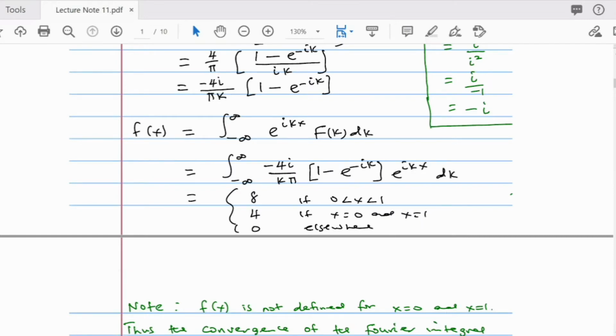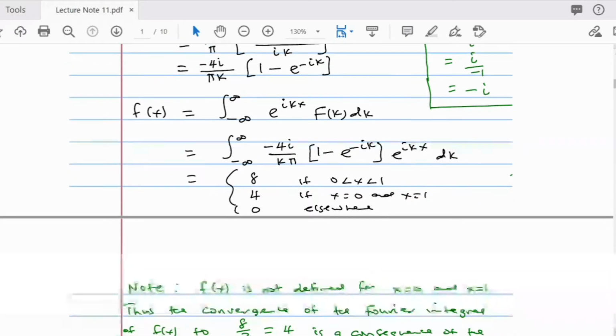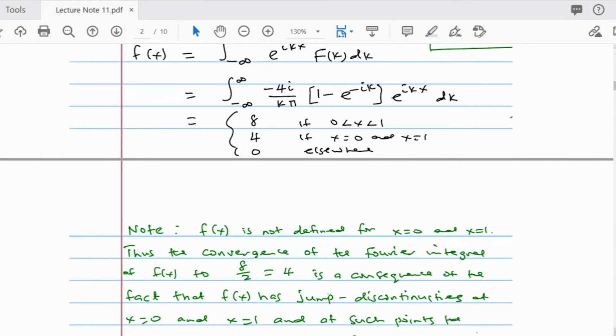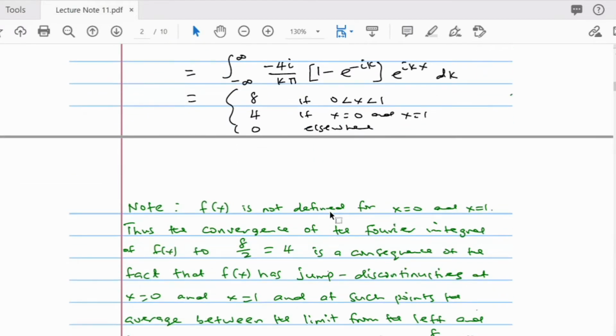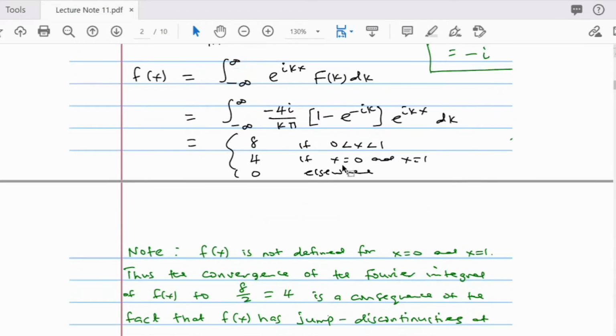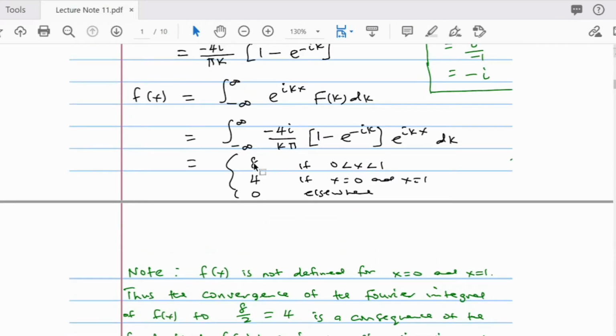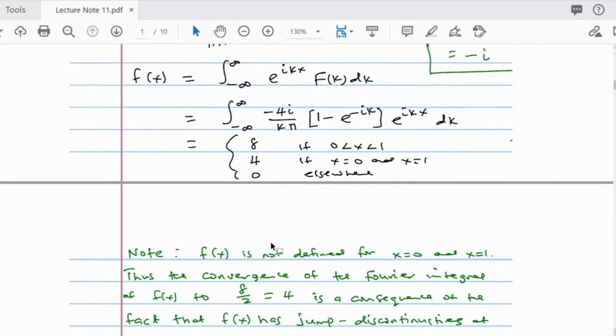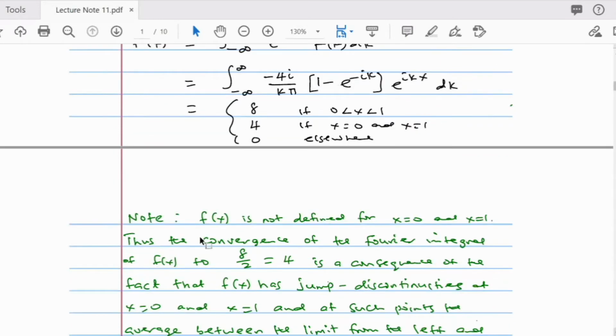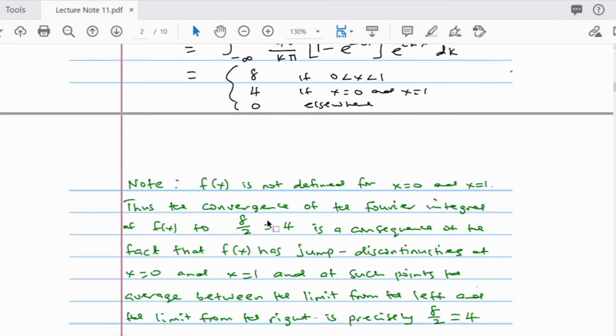So you take the average of the two, as I've taught you in your Fourier series. Now you discover that f of x is not defined at x equals 0 and x equals 1. At x equals 0, the limit from the left is 0, and the limit from the right is 1. So the two are not the same. So f of x is not defined for x equals 0 and for x equals 1. Thus the convergence of the Fourier integral to f of x will just be 1 over 2, which is the average of 0 and 1. This is 0 plus 1 over 2.